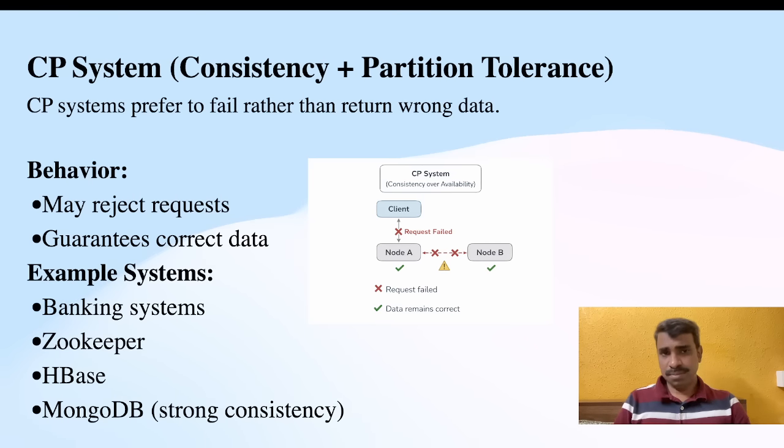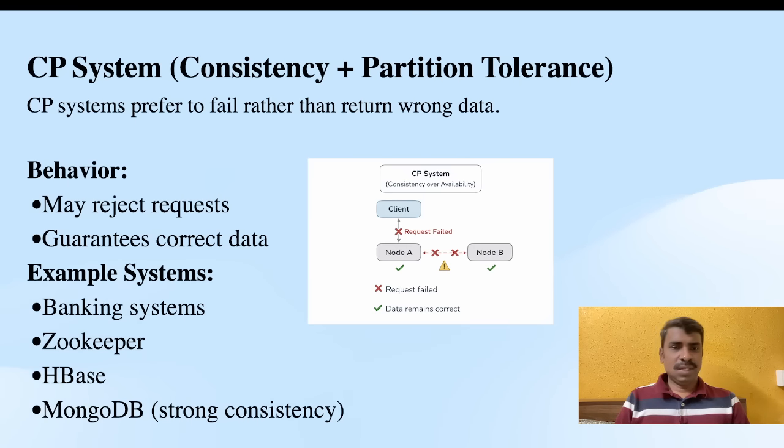CP system: consistency plus partition tolerance. CP systems prefer to fail rather than return wrong data. So it may reject requests, but it guarantees correct data. For example, banking, Zookeeper, HBase, MongoDB, these kinds of applications are consistent. They prefer to be consistent rather than return wrong data.